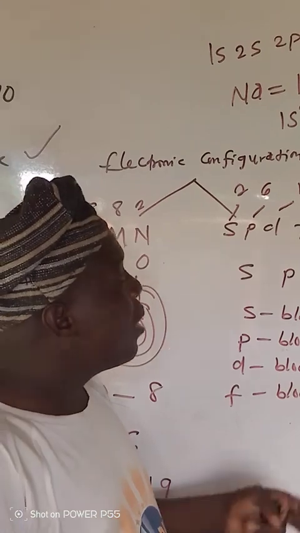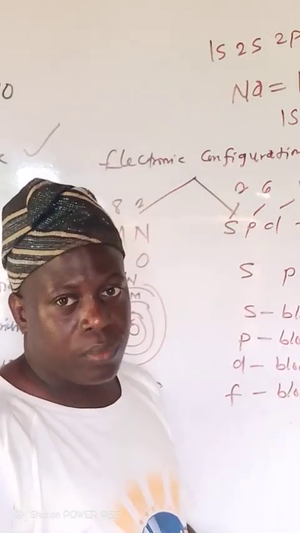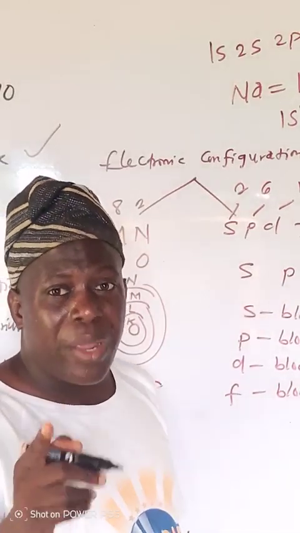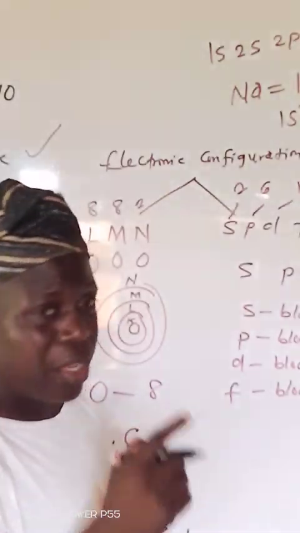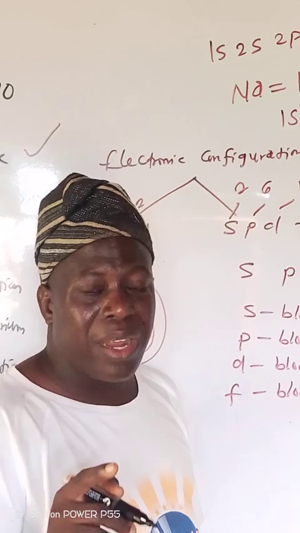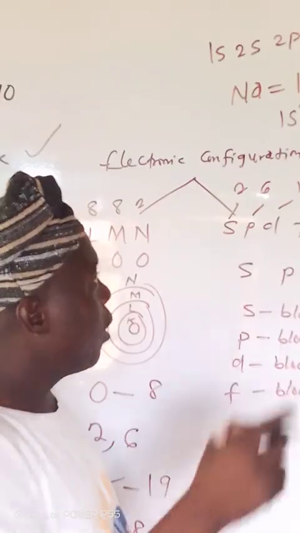Then you can be given a question. Don't forget that when I was talking about ions, I said ions are divided into 2, negative or positive.